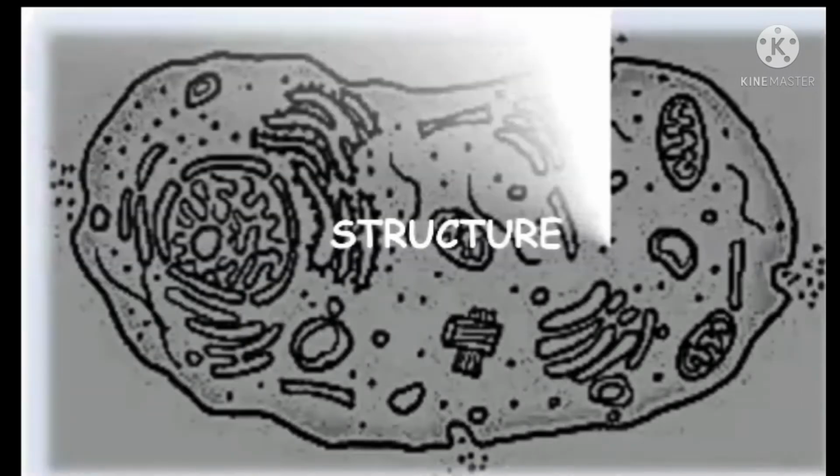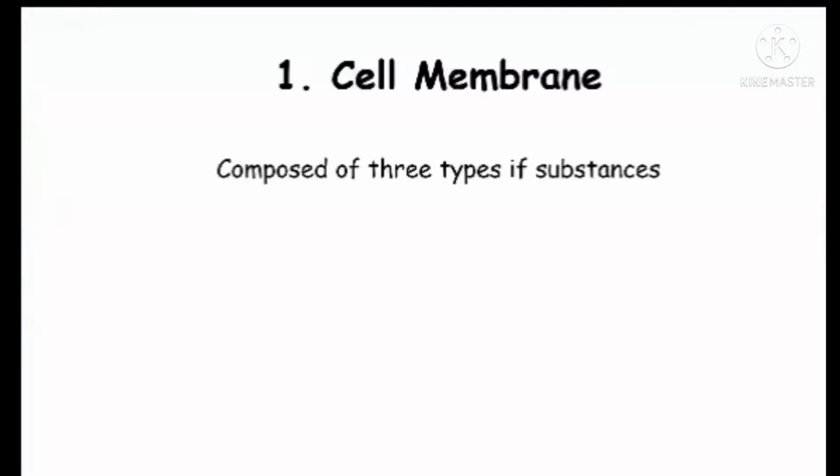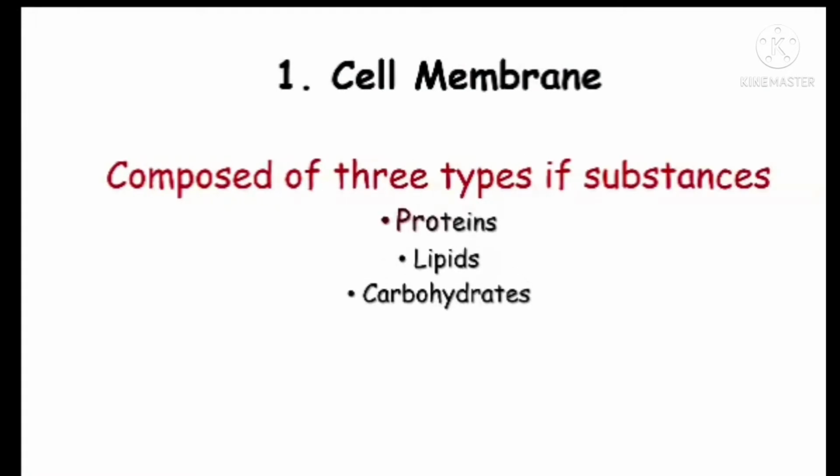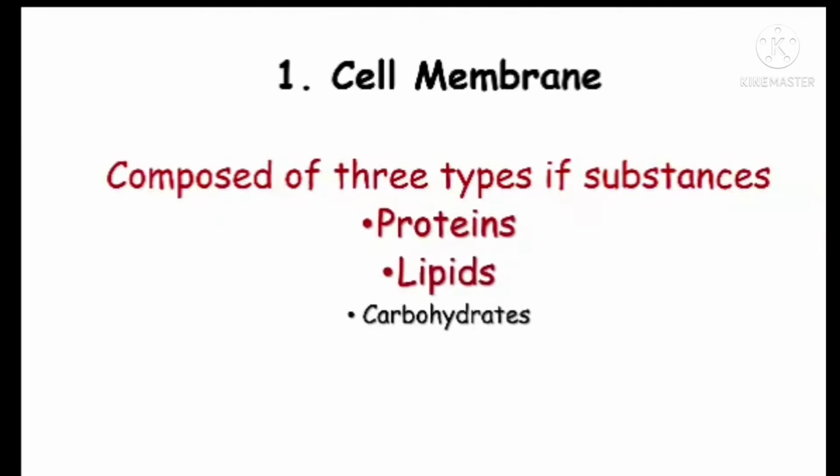Now we are going to talk about the structure of a cell. The first is the cell membrane. It is composed of three substances. The first one is protein, the second is lipids, and the third is carbohydrates.